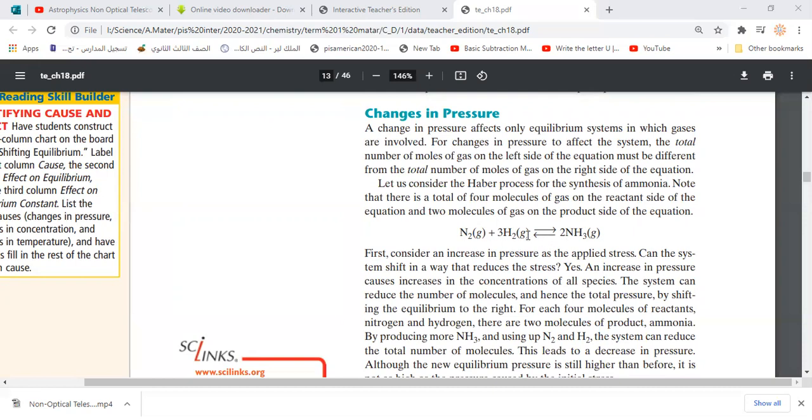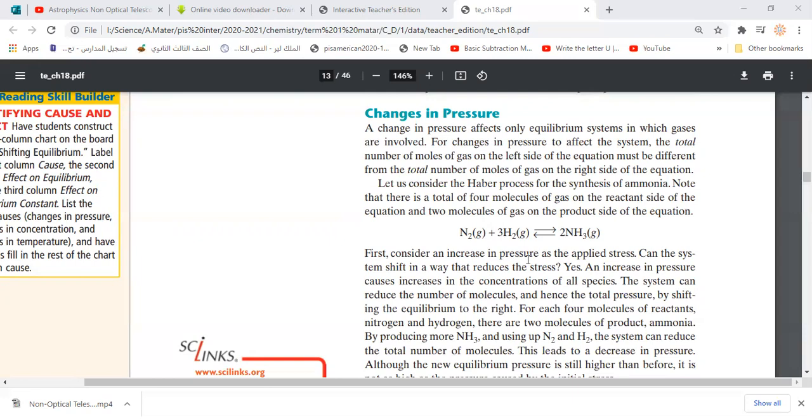Why? Because what is pressure, simply? Pressure is the force applied over an area. Once you apply force over an area, somehow you are decreasing the area. The more particles found in a smaller area, the higher the pressure. So once the particle number decreases, the pressure decreases, which means there is an effect of pressure. But if the number of moles on the two sides is equal, there is no effect of pressure, because the number of moles before the reaction equals the number of moles after the reaction. In that case, the pressure will not have any effect.